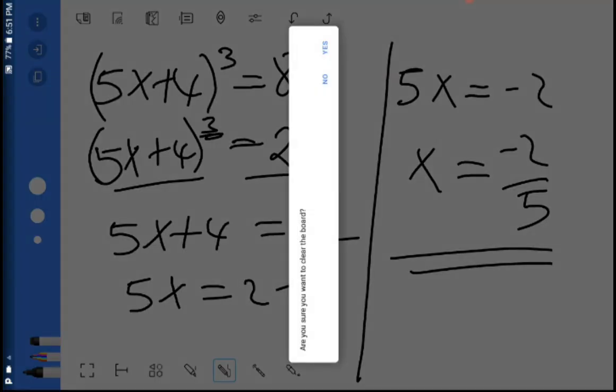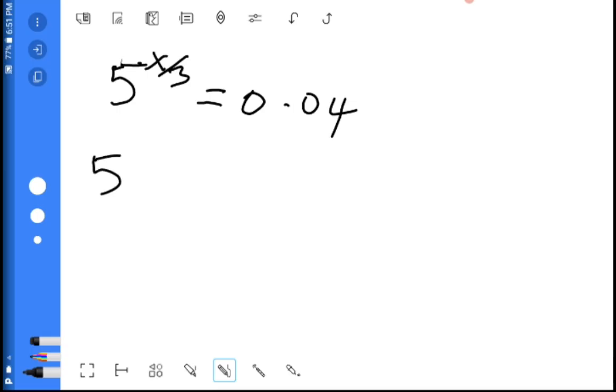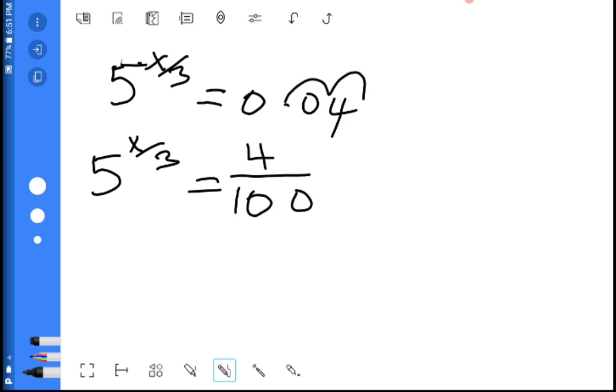Next question. You have, if 5 to the power of x over 3 is equal to 0.04, find x. So now we have that 5 to the power x over 3 is equal to 0.04, which is 4 over what? There are 2 decimal places, so it's 4 over 100. So we are simply saying that 5 to the power x over 3 is equal to 1 over 25, because 4 here is 1, 4 here is 25.